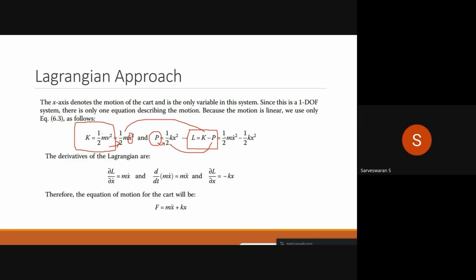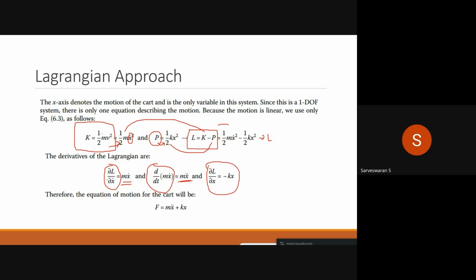So this term is your L value. You perform a partial differentiation over here, dou L by dou x dot. So we get half into 2 into mx dot. So 2 and 2 get cancelled. We get mx dot, and after the partial differentiation you have to perform the time derivative, and we get mx double dot, and the next term is dou L by dou x, which is provided by minus kx.